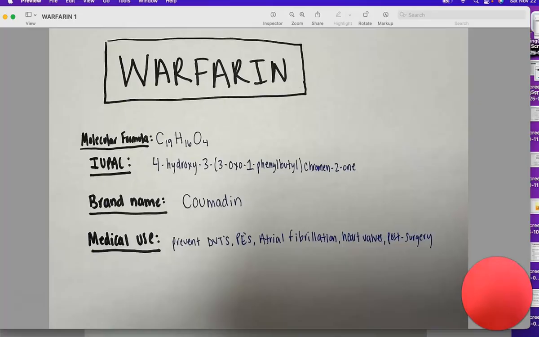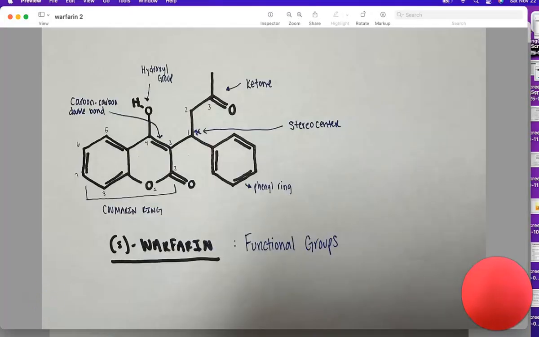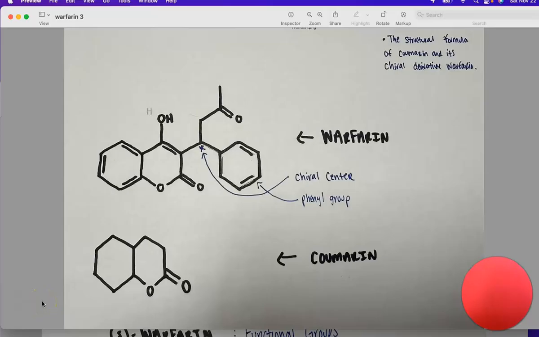Brand name is Coumadin, and medical uses include preventing deep vein thromboembolisms, pulmonary embolisms, atrial fibrillation, mechanical heart valves, and postoperative use. As you can see from this photo, warfarin has a couple of different functional groups. The hydroxyl group, a ketone, a phenyl group, the coumarin ring itself, and the carbon-to-carbon double bond. So this photo just shows the structural formula of coumarin and its chiral derivative warfarin.